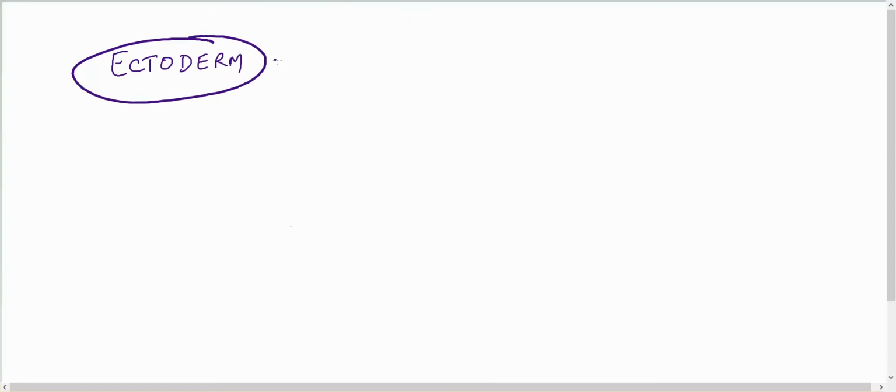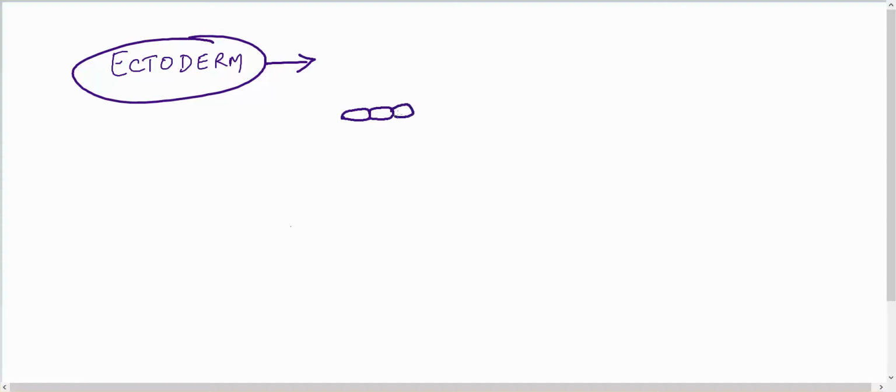So this is the part 2 basics for lecture 1 and lecture 2. In part 1 I discussed how the skin is formed, right? The skin forms from the cells in the ectoderm.